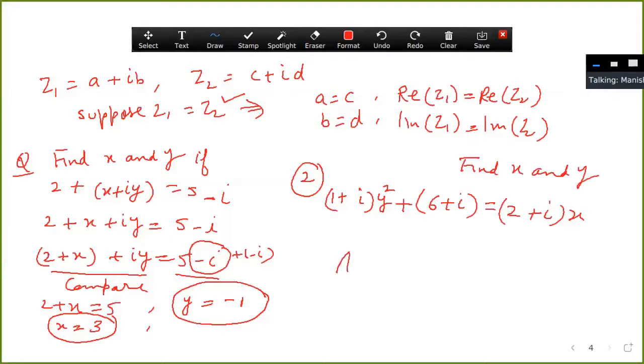I am just giving you the answer. You have to solve it. Find out whether you are getting the answers or not. You will get x is equal to 5 and y is equal to 2, and corresponding to that, y will also be equal to minus 2. Two answers will be there. First answer: x is equal to 5, y is equal to 2. Second answer: x is equal to 5, y is equal to minus 2. Okay. Now further, let's do questions related to the next property.